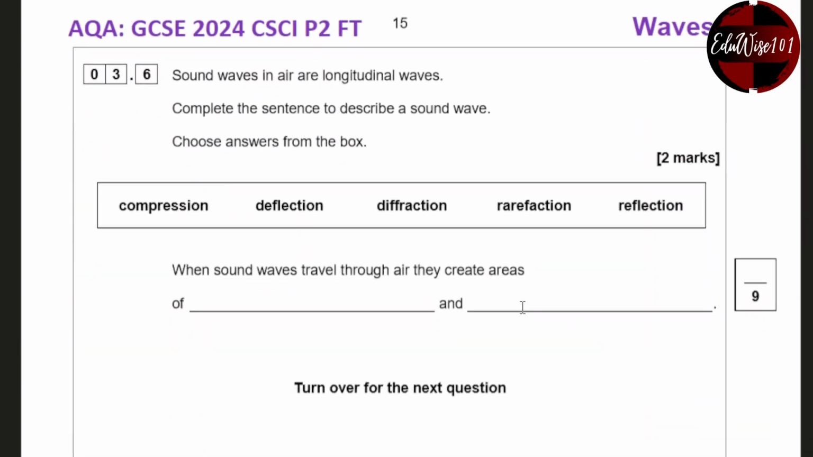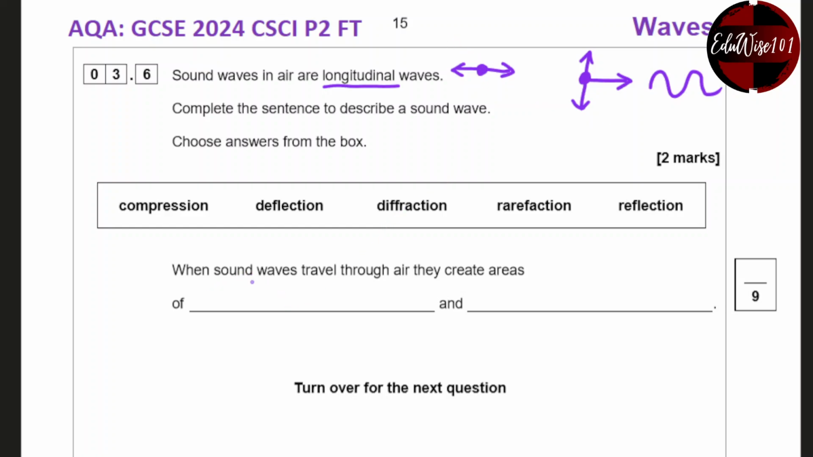Sound waves in air are longitudinal waves. Complete the sentence as described in sound waves. So what are longitudinal waves? Now there are two types of waves, longitudinal waves and transverse waves. Longitudinal waves is when the particles move back and forth like this, right? The particle, if that's the particle, it's oscillating parallel to the wave direction. In a transverse wave, the particle is actually moving up and down, not sideways, right? Well, the wave is actually going in this direction. And transverse waves are usually drawn like that.